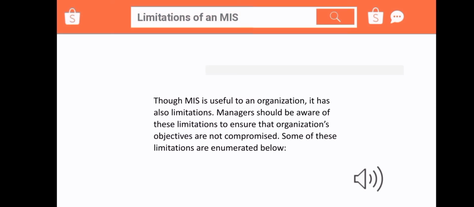Limitations of an MIS. Though MIS is useful to an organization, it also has limitations. Managers should be aware of these limitations to ensure that the organization's objectives are not compromised. MIS is sometimes considered a solution for every vein within an organization. It may solve some critical problems, but it is not a solution to all problems of an organization. Some of these limitations are enumerated below.